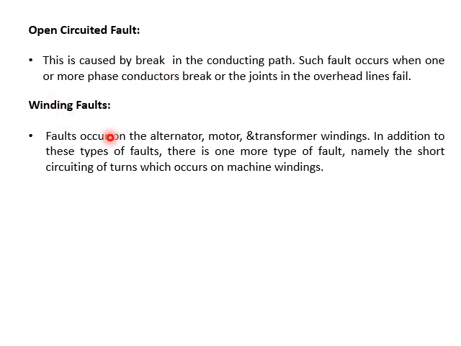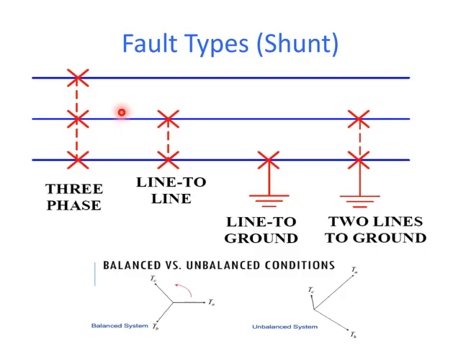Winding faults: these faults occur on the alternator, motor and transformer winding. In addition to these types of faults, there is one more type of fault, namely the short circuiting of turns, which occurs on machine windings. Again the same figure: the three phase, line to line, line to ground and two lines.